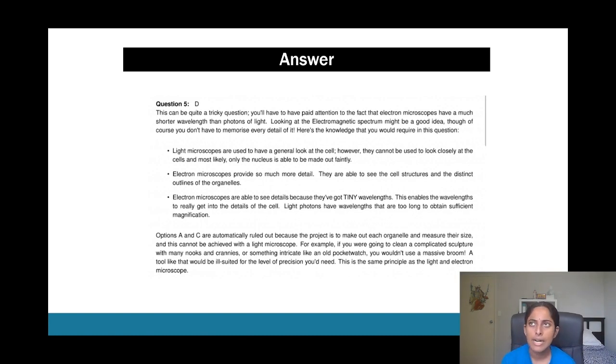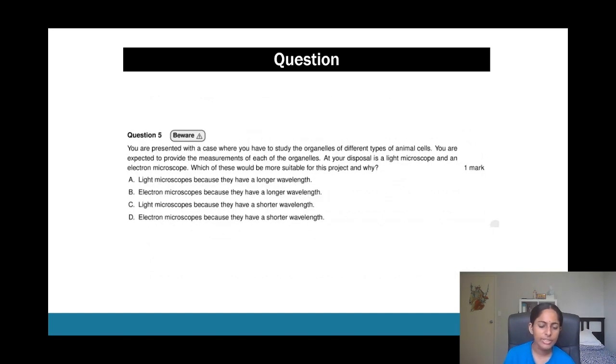If you remember, TEM microscopes provide 10 million times more magnification, so therefore, they're much clearer in terms of cell structures that you can see. So they can clearly show you and distinguish the different organelles that are present. So, therefore, the correct answer option is D.